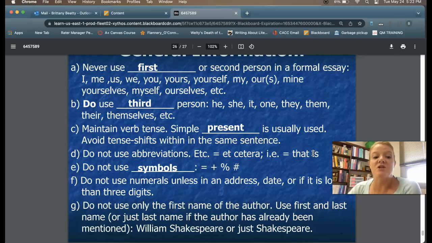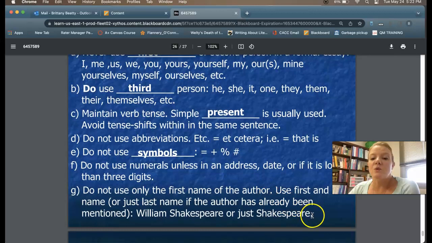So don't use abbreviations and don't use symbols. Don't use dollar signs, plus signs, percent signs, the pound sign, or hashtag. That's not appropriate for formal English. Also, don't use numerals, like the numeral 1 or the numeral 2, unless it's an address, a date, or it's longer than 3 digits. Anything less than 100 should be spelled out. So instead of writing the number 2, you should spell out the word two.